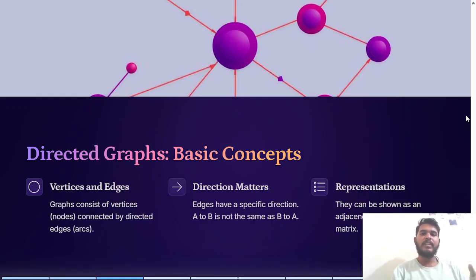Because, for example, if we take a directed graph of three nodes, A, B, C, and we say A to B is 20, B to C is 10, and C to A is 30, we can't say that if A to B is 20, then B to A is also 20. For going from node B to node A, we need to follow the path of B to C and then C to A. B to C, as I've told, is 10 and C to A is 30. So A to B is 20, but B to A is 40. Why? Because it's a directed graph and direction does matter here.